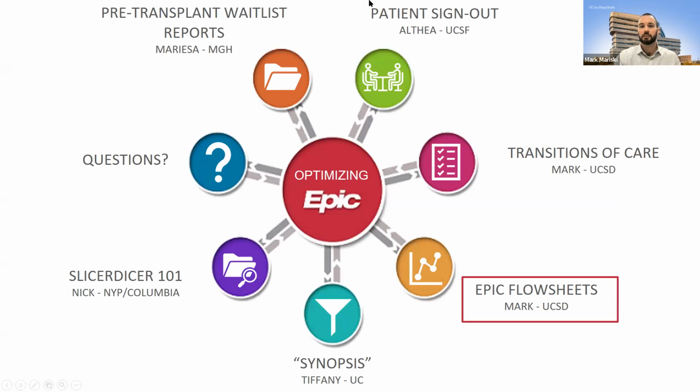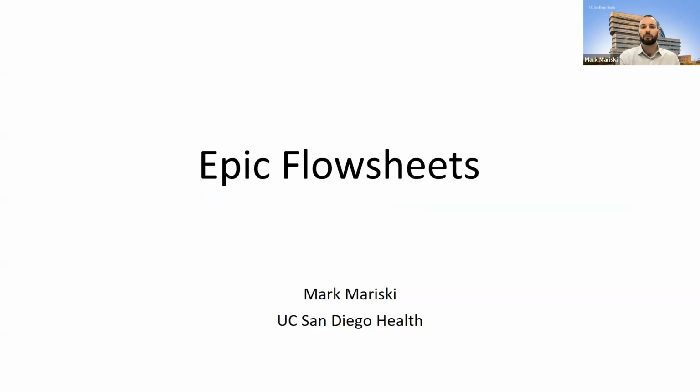So now onto my second section, which will be a little quicker. I'm going to talk about Epic flow sheets or accordions. I think everyone that has Epic has some kind of access to customize flow sheets or accordions, really just a way to, in one screen, look at a lot of information without too many clicks.